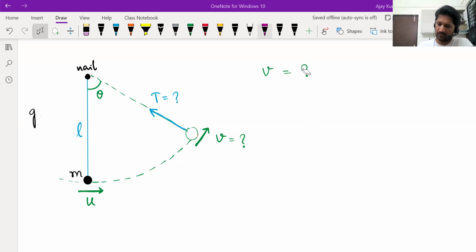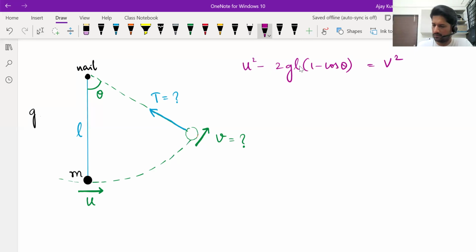Anyway, Pawan, any answer for speed? U square minus 2gL into bracket 1 minus cos theta is equal to v square. Yes. Is this okay? We'll see. I think this is correct only.